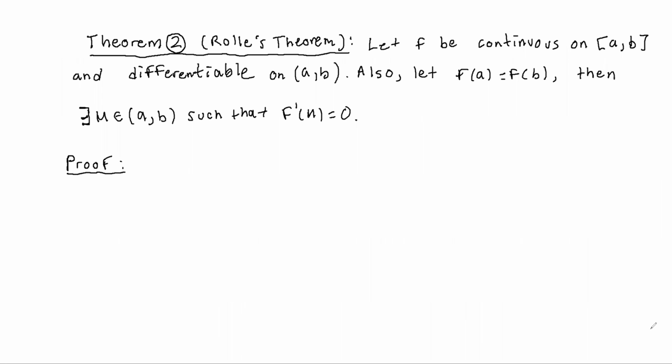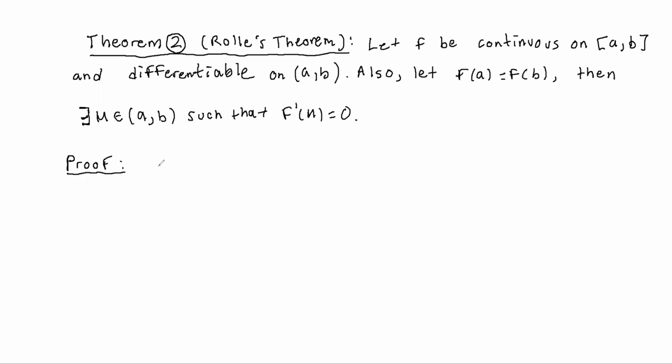So theorem 2, that's Rolle's theorem, states that let f be continuous on [a, b] and differentiable on (a, b). And then we're also assuming that f of a equals f of b. In other words, the endpoints a, b are assumed to have the same function values. So if those conditions hold, then there exists a mu in the open interval (a, b) such that f prime of mu equals 0.